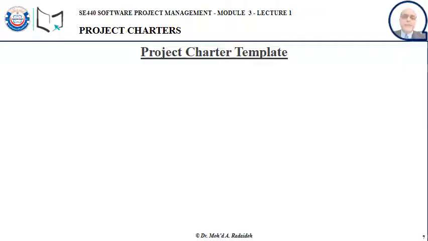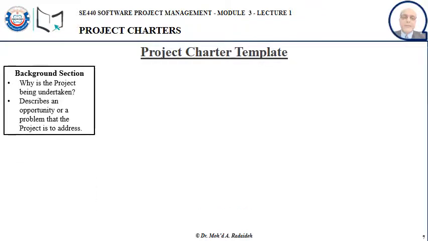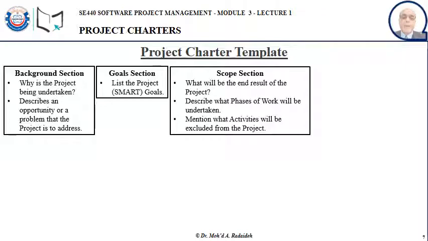Now, the last slide in this lecture is about the project charter template or templates. The first section is very much a background section where we explain why the project is being undertaken, and we describe the opportunity or the problem that the project is there to address or to resolve. The second section would be for goals. We list the goals, the SMART goals or objectives of the project. The third section defines the scope, what will be the end result of the project, what phases of work will be undertaken, the activities that should be included, as well as the activities that should be excluded.